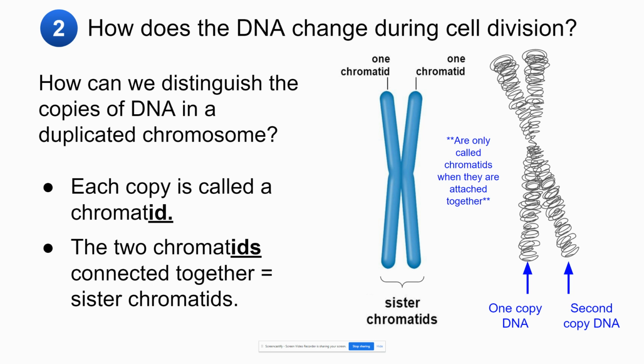In your notes, you should underline the word chromatid in the same spot that I have underlined it on the screen. So this is one chromatid right there, and this is another one. Or if we're looking at this drawing, this is a chromatid, and this is the other one. They're only called chromatids when they are attached together in a duplicated chromosome. When the two chromatids are connected together in a duplicated chromosome, we call them sister chromatids.